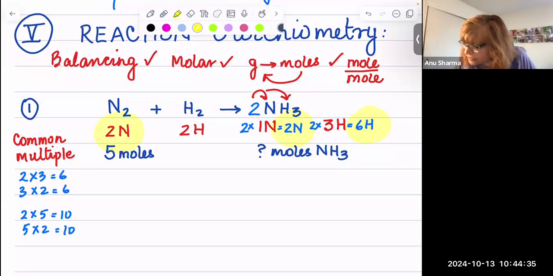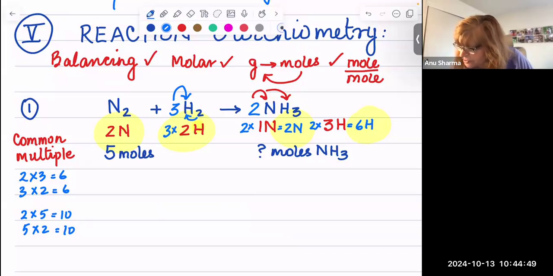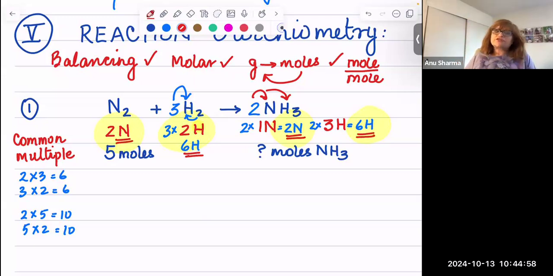But to balance hydrogens, what are we going to do? We are going to put 3 here. So when you put 3, this 3 applies to hydrogen. This 2 was already applying to hydrogen. But 3 times 2 is equal to 6 hydrogens. So that balances the hydrogens also. So 6 hydrogens, 6 hydrogens, 2 nitrogens, 2 nitrogens. There are going to be questions on balancing. Everybody get that? Any questions on balancing? I'm going to do the balancing with polyatomic ions also.